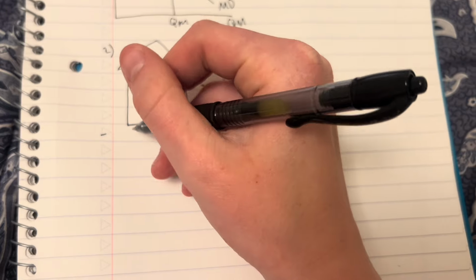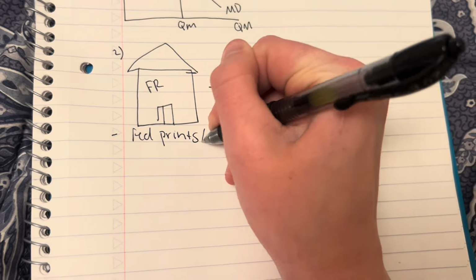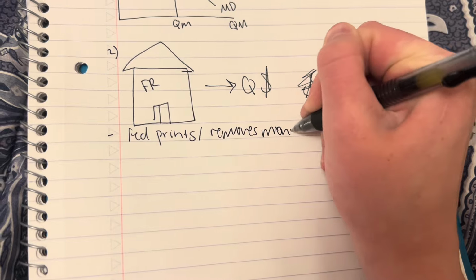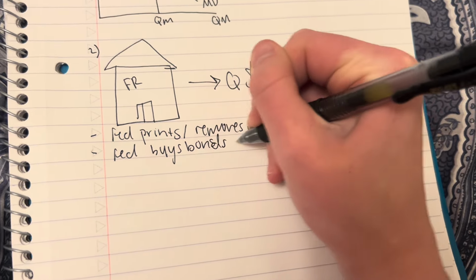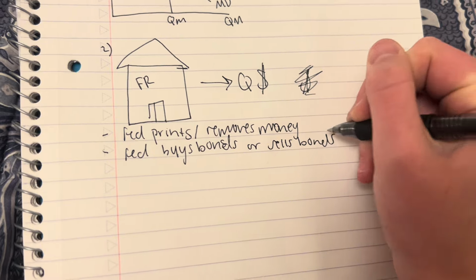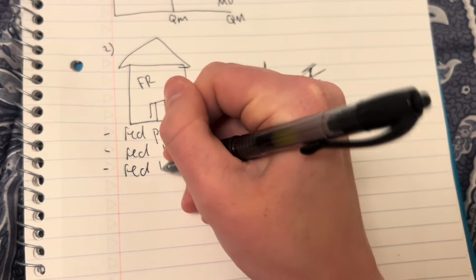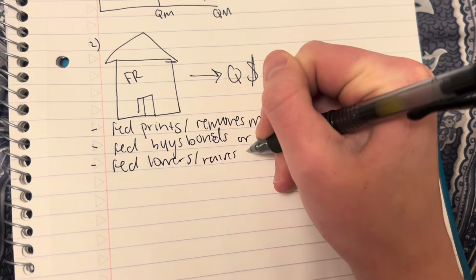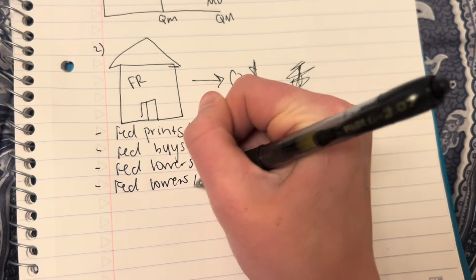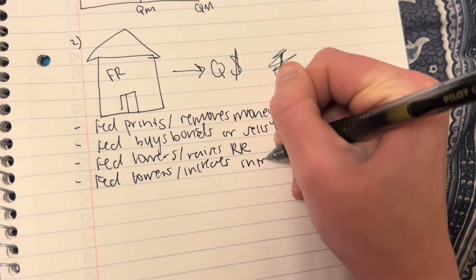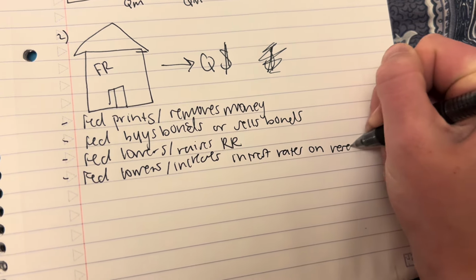What causes the money supply to shift is if the Fed prints or removes money, if they buy bonds or sell bonds, if they lower or raise the reserve requirements, or if they lower or increase the interest rates on reserves. So the money supply will shift to the right if there's more money in the system, and if there's less money, it will shift to the left.